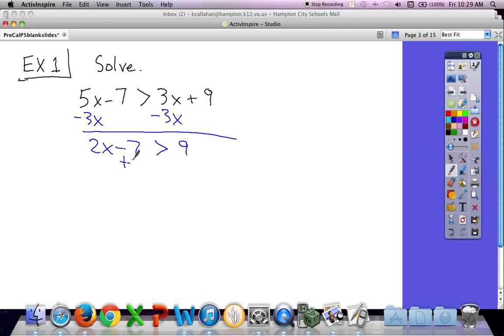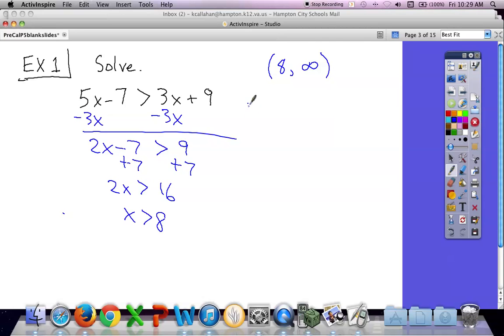So now we add 7. 2x is greater than 9 plus 7, which is 16, and x is greater than 8. And you can see that as an answer. That's a good answer. The book might show it like this. Round bracket, which is like saying 8 is not included. 8, comma, infinity. Means the same thing.